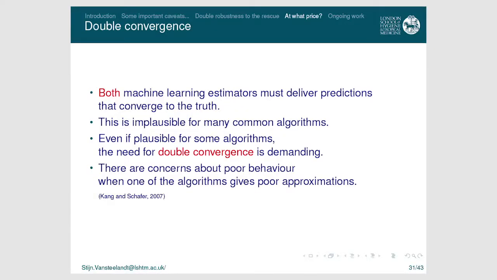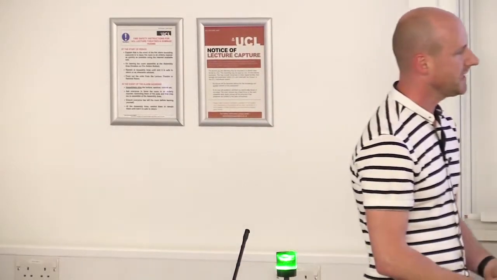If we use lasso in more parametric models, then for sure there could be good reasons why the predictions are not going to converge to the truth. You might say, well, if we're using very flexible algorithms, like deep learning or whatever, then maybe the fact that both algorithms need to go to the truth is perhaps less demanding. But again, I'm pretty concerned about it, because there's some evidence in the context of double robust estimation that if one of the algorithms gives poor approximations, it could really mess up the results. And so I think this is still a concern.